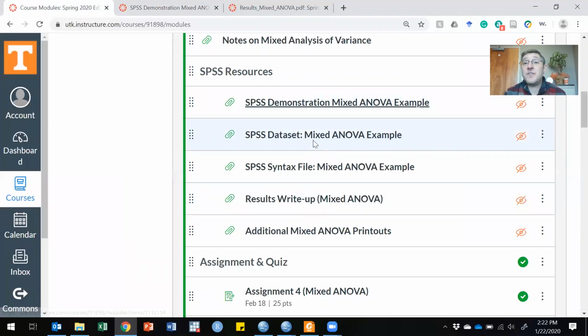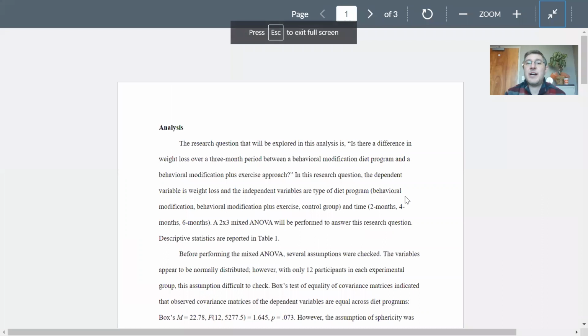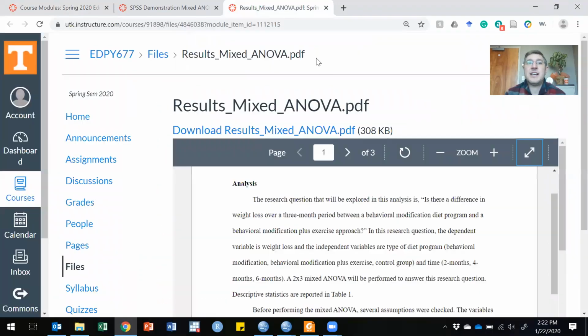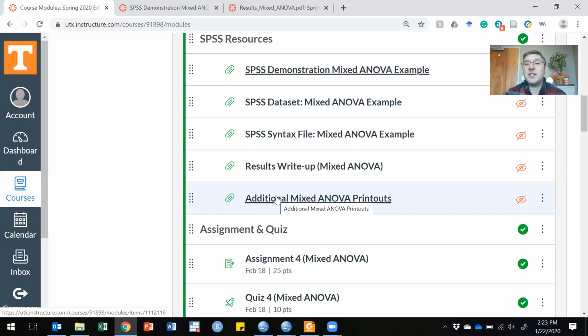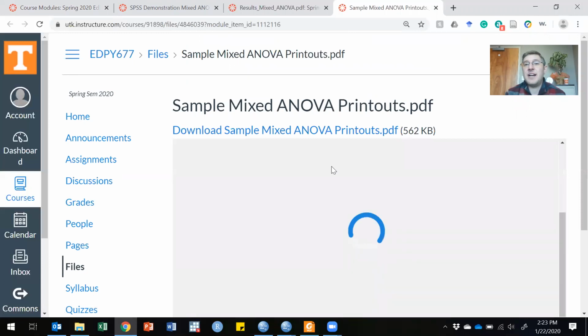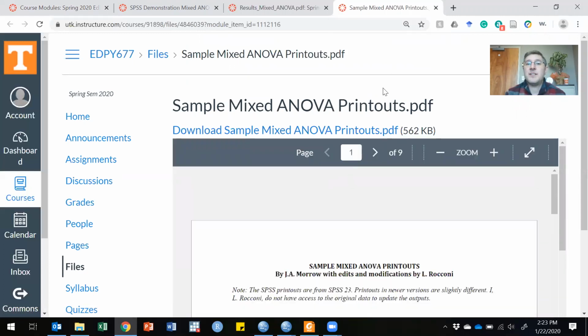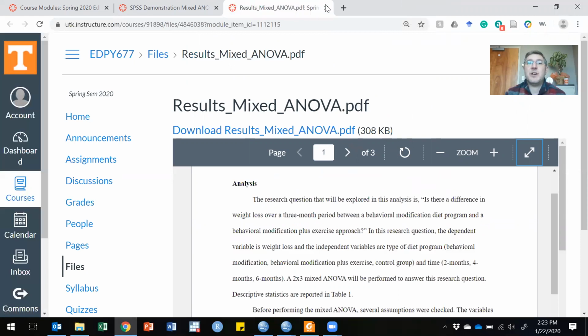You can find the data set for this mixed ANOVA example right here on Canvas, the syntax file to run the simple main effects analysis, and a write-up of the results from this analysis. You can see here's an example of how I write up the results from this analysis. And then here's also some additional mixed ANOVA outputs and some comments on them that you might find helpful. You can see right here with some annotated output there as well.